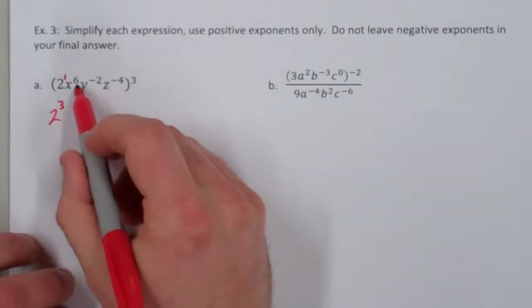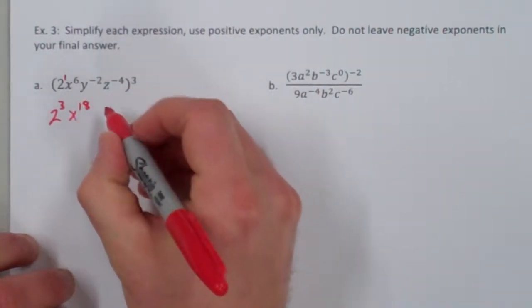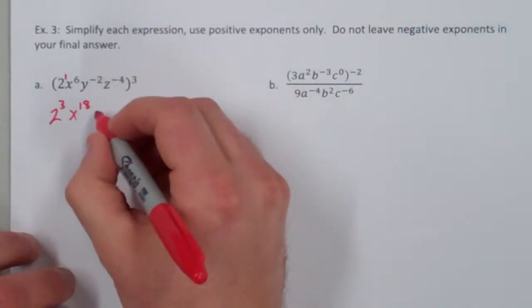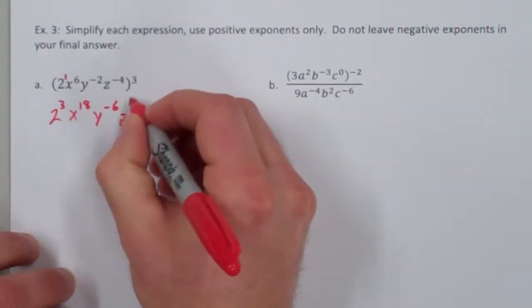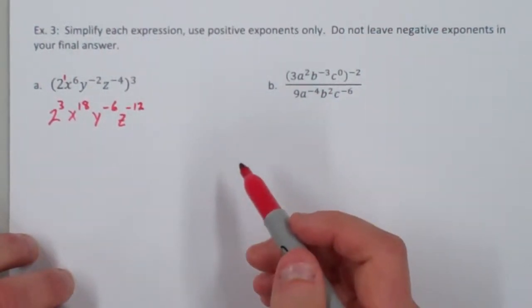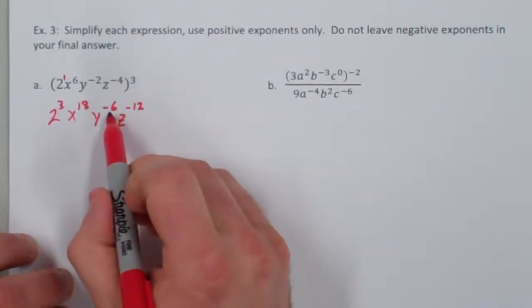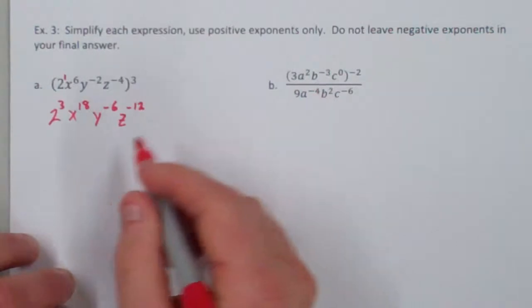Then we've got x to the sixth, and 6 times 3 would be 18. Y to the negative 2 times 3 is negative 6, and then negative 4 times 3 is negative 12. So now we've taken care of the 3 on the outside, and we just have to take care of these negative exponents. So use positive exponents only, do not leave negative exponents in your final answer.